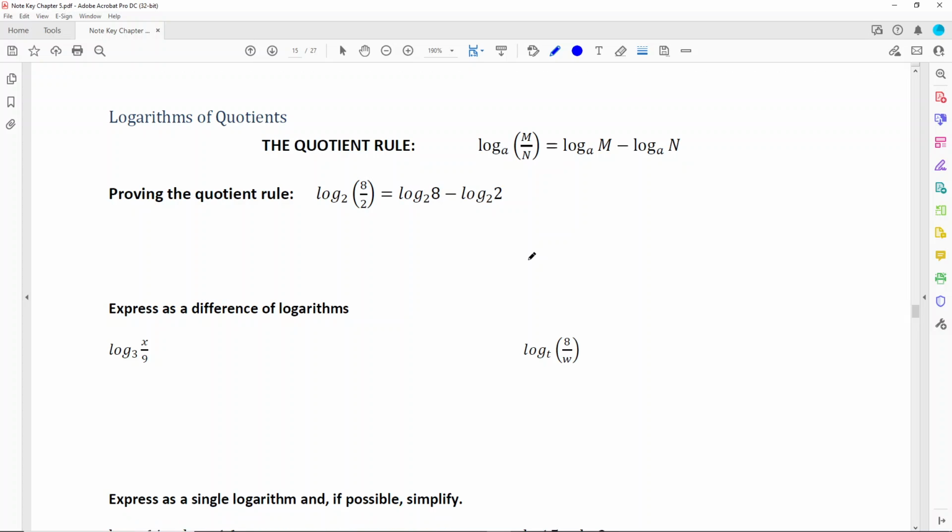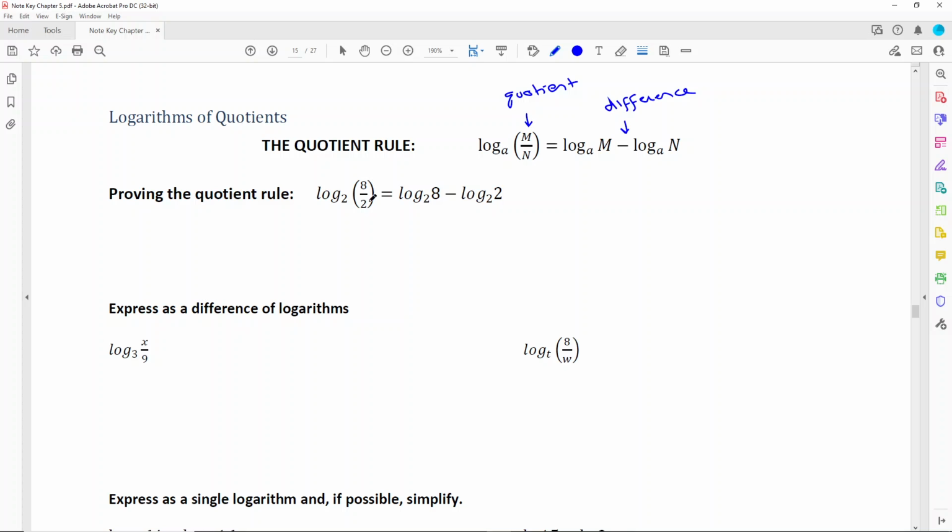This is your last rule. So the last rule is called the quotient rule. It's that if you have log to the base a of m divided by n, so this is your quotient, so you're taking the log of a quotient, and that is equal to the difference between two logarithms.